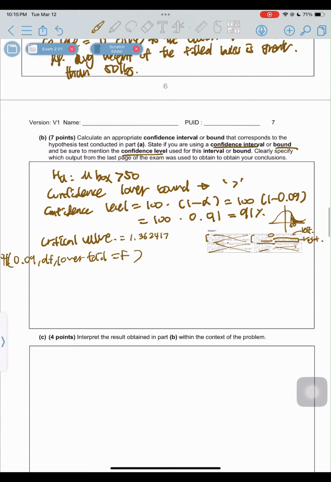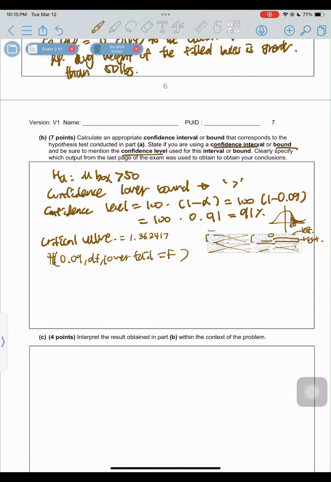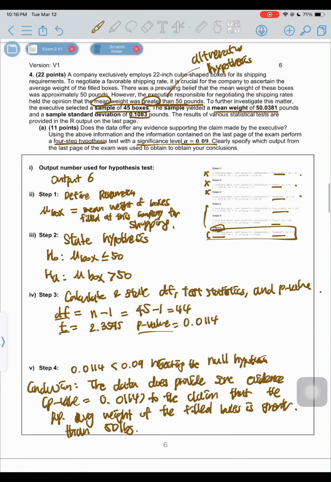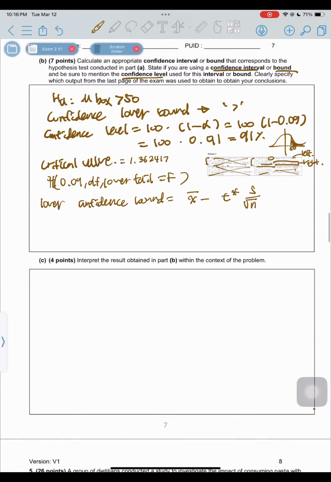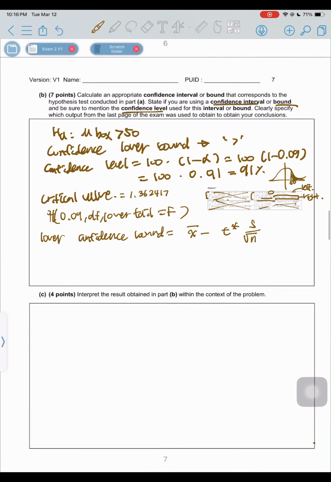Wrap it around. I'll just move that. There we go. Yeah, and then you have to calculate the lower confidence bound now. Lower confidence bound equation is the mean value minus t statistics value times standard deviation divided by square root of the sample size. Is 50 the population? Wait, 45 is the sample size. Yeah, it's the sample size and not population.